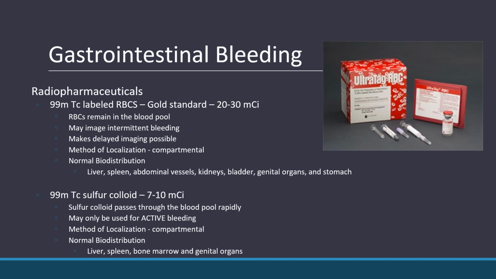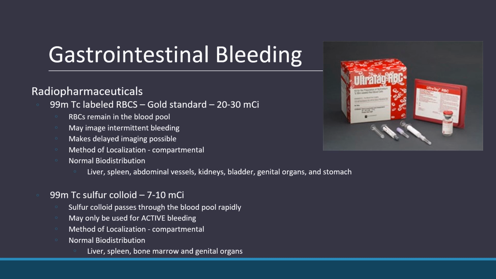And the normal biodistribution is everywhere that blood goes. Plus, you also see a little bit in the kidneys and bladder. So you'll see the liver, the spleen, the greater abdominal vessels, some kidneys and bladder, genital organs, and the stomach.